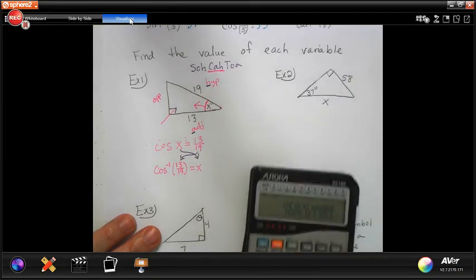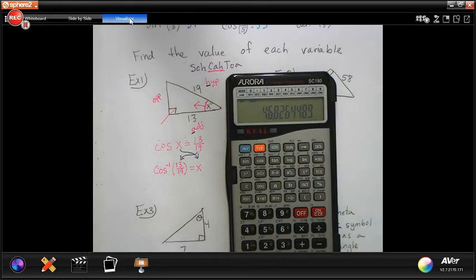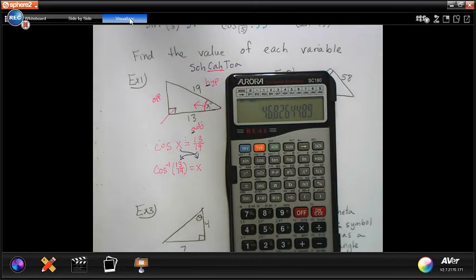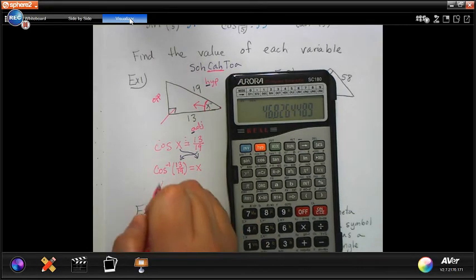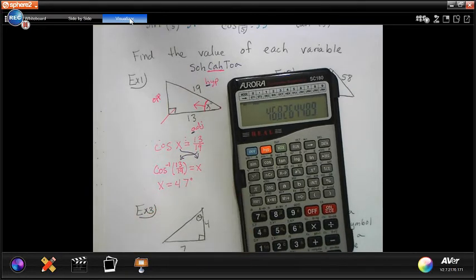46.8. I did not say whether to find the whole degree or not. Degrees we usually write as a whole number. So 46.8 is really close to 47. So then I would write x equals 47 degrees.